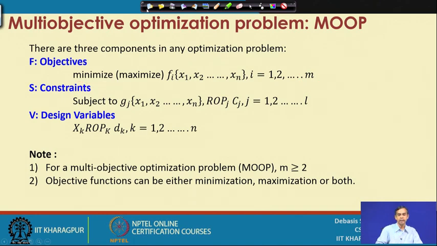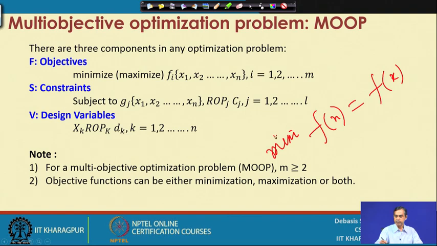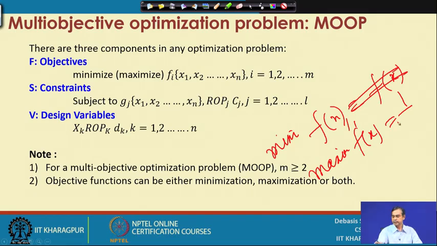Now, here I want to say one more thing: any objective function which is to be minimized can be equivalently converted to a maximization problem and vice versa. For example, f(x) equals some function of x. If this is a problem for minimization, then the same objective function can be stated as maximize f'(x), where f'(x) equals 1 by f(x). So, the inverse of the function is basically the maximization.